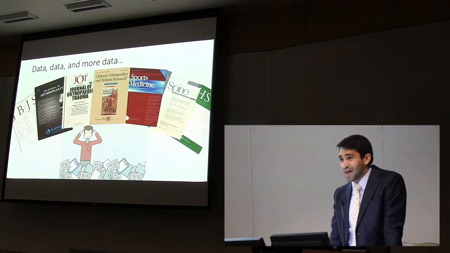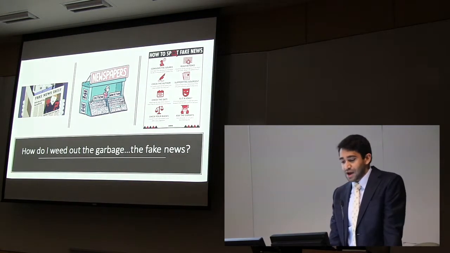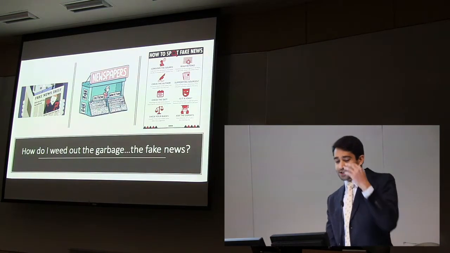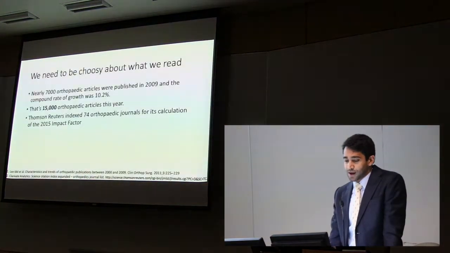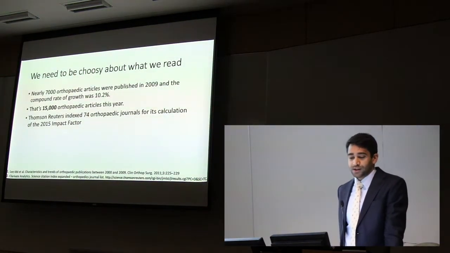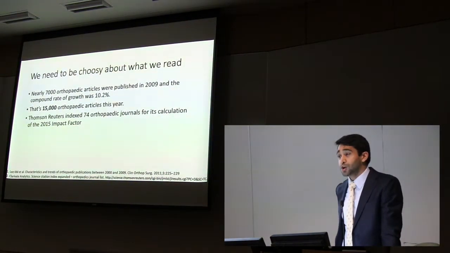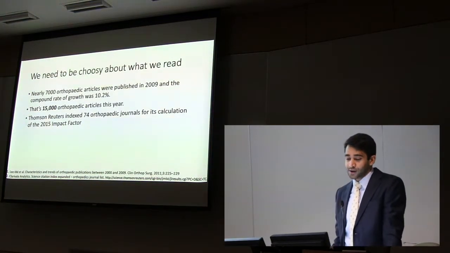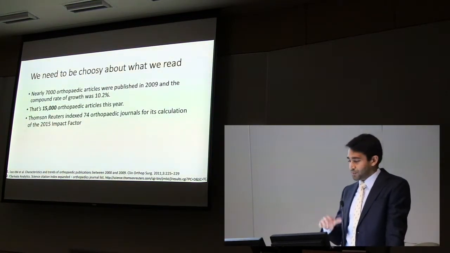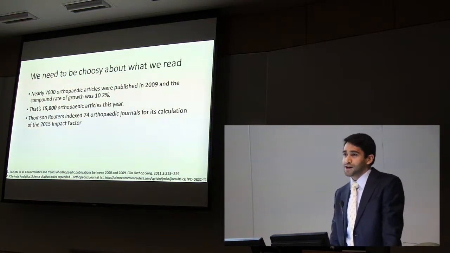And so when we have that much literature to sift through, we need effective ways of weeding out the garbage or the fake news, so to speak. And we have to be choosy about what we read. There was an article from 2009 that looked at how many orthopedic papers were published a year, and that was 7,000, and they predicted that the number would grow by 10% every year.